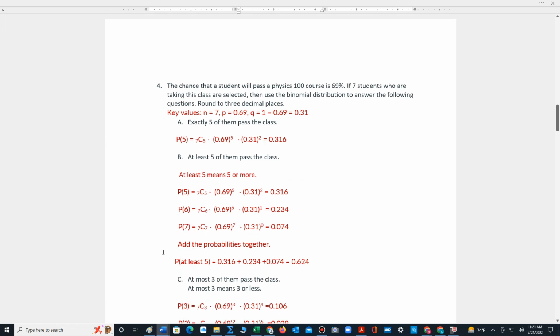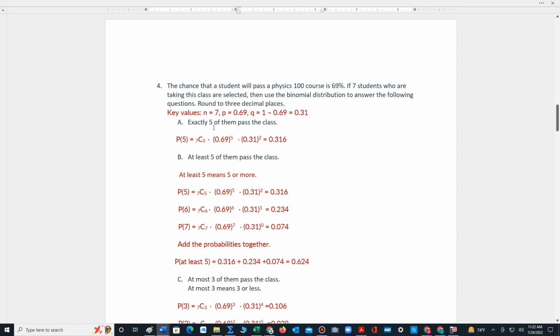Number 4, we have a binomial probability distribution problem. So for this problem, we have n is 7. We're looking at 7 students, or surveying them. The chance that these students pass Physics 100 is 0.69. The chance that a student will not pass it is 1 minus 0.69, which is 0.31.